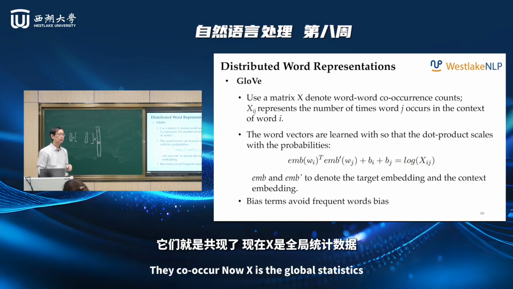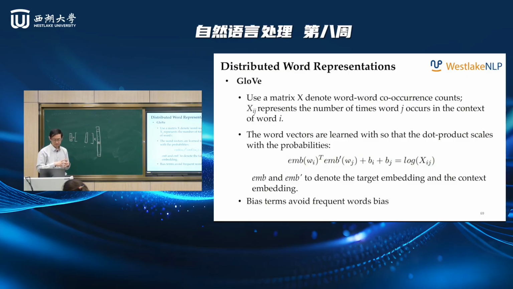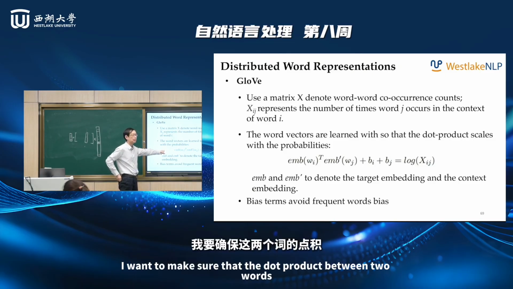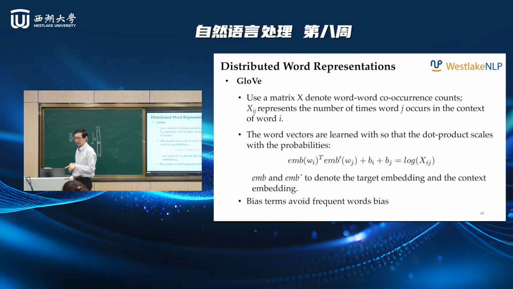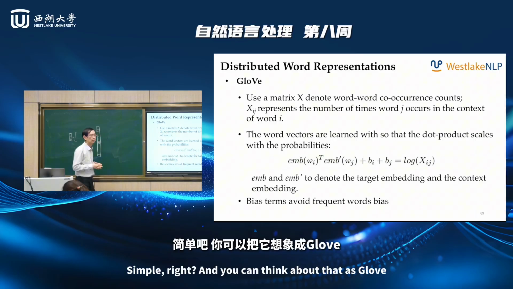Now, X is the global statistics. I want to train embeddings to make sure that these embeddings follow global statistics. How do I do that? Okay, this is the training objective. I want to make sure that the dot product between two words is proportional to the log of the co-occurrence value. Simple, right? And you can think about that as GloVe.